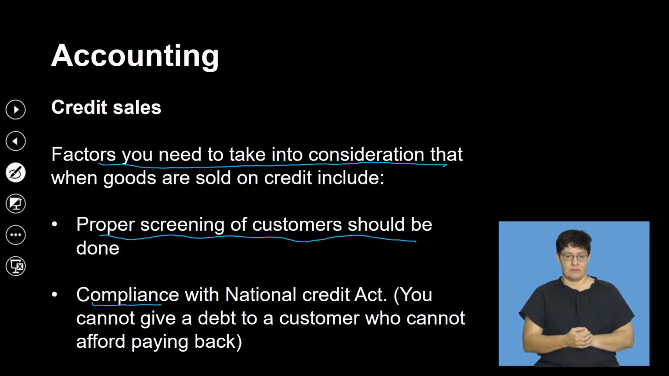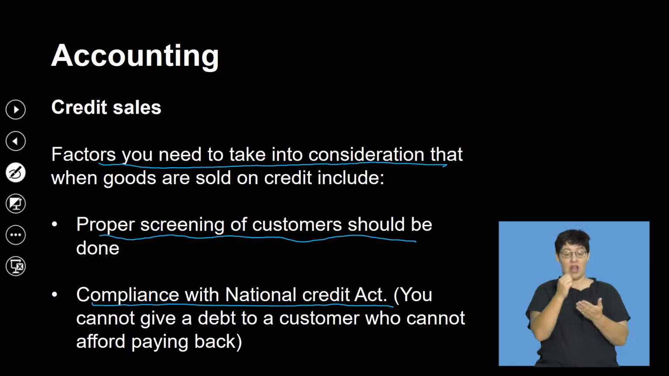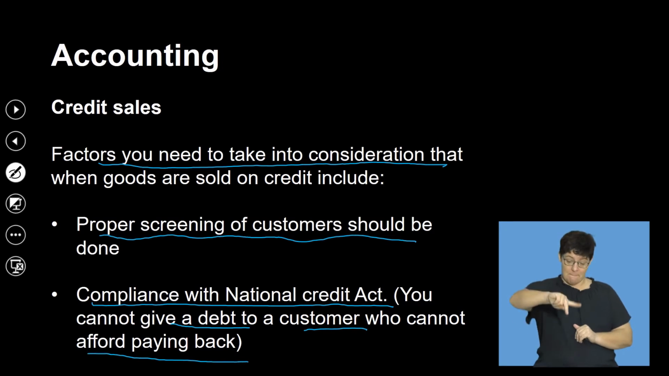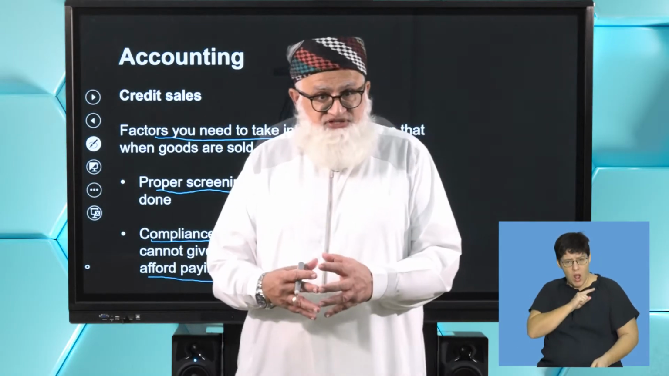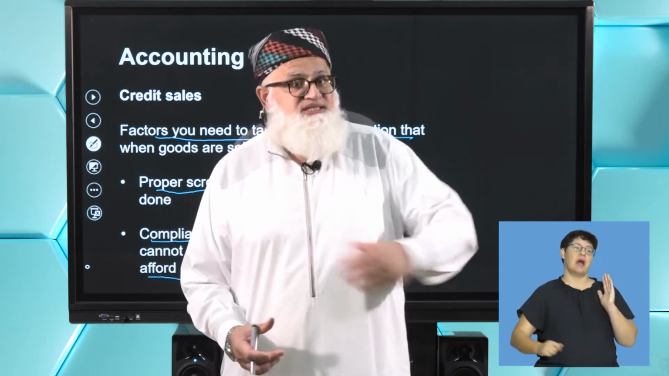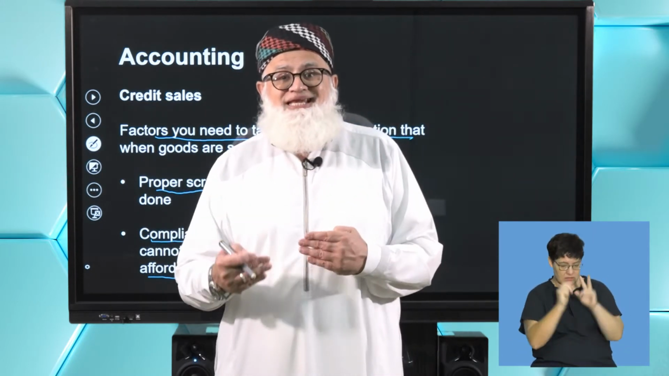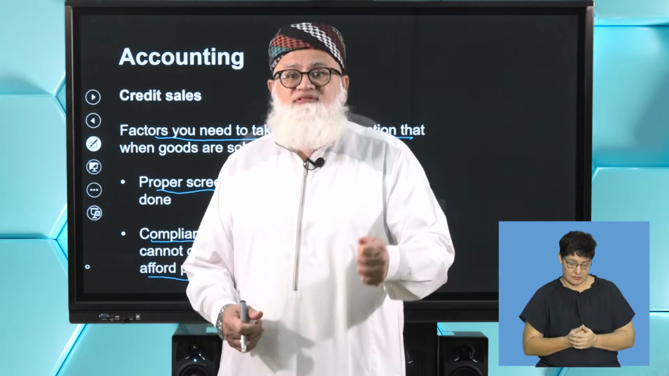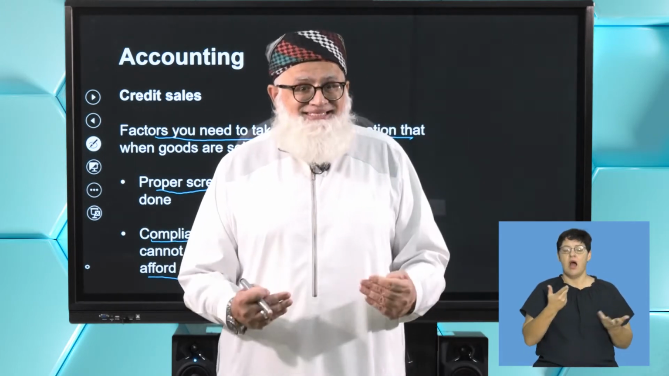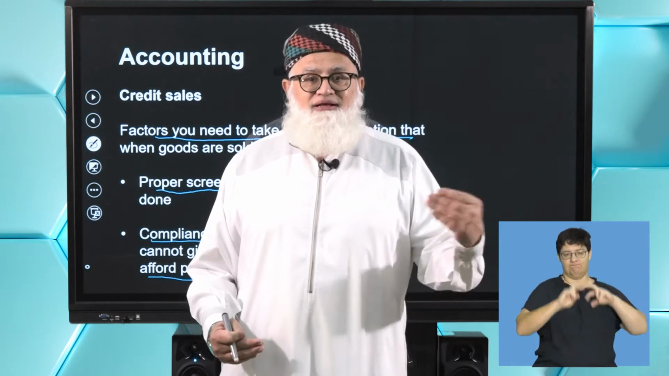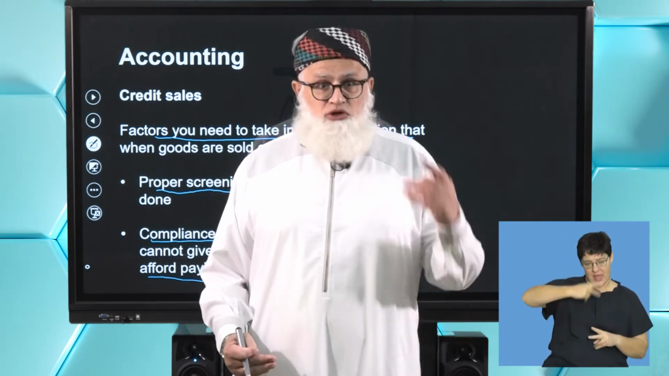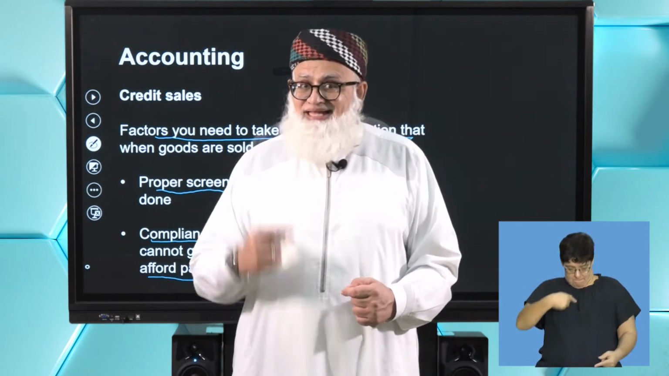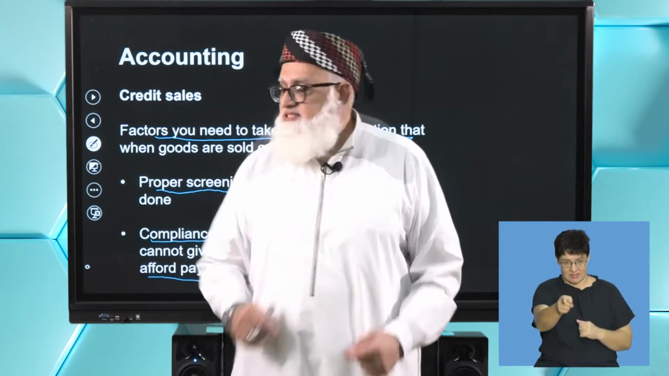Because in terms of the National Credit Act, you cannot give a debt to a customer who cannot afford to pay you back. Okay? So look at the emphasis. It's not just a case of selling on credit. No, it's proper screening and processes in place to ensure that the person that you are giving the credit to will have the ability to pay back and to settle and to service that debt. So the onus lies with you as a business, because in terms of the new Credit Act, that onus lies with the business.